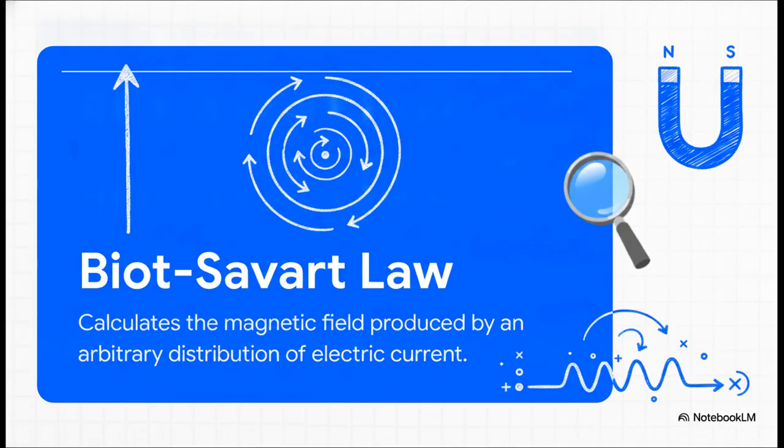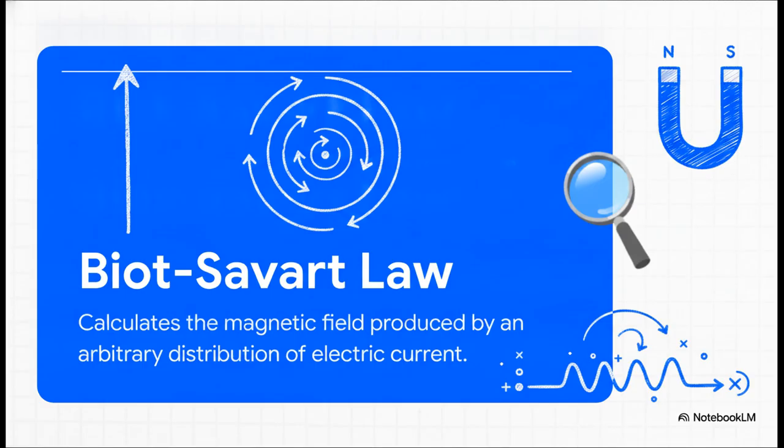Moving right along to Section 2, the Biot-Savart Law. So if moving charges create magnetic fields, we obviously need a mathematical master key to calculate exactly what those fields look like, right? And that's true no matter how weird the shape of the wire carrying the current is. Conceptually speaking, the Biot-Savart Law is exactly that master key.